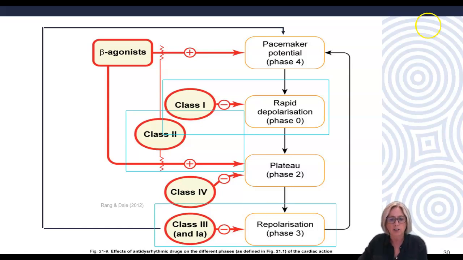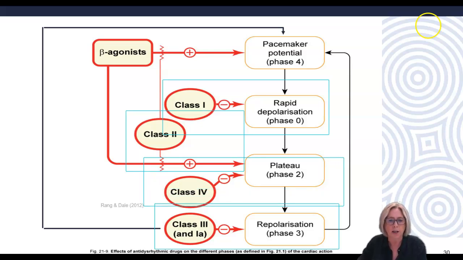Then we looked at the class 3, and they're the ones that are blocking those potassium channels to therefore prolong repolarization and therefore prevent the next depolarization to decrease heart rate. And then we finished up just a minute ago, just looking at the class 4 ones. And these ones act at the plateau phase of cardiac muscle cells to decrease the force of contraction. But they also act on the SA node and the AV node as well to decrease heart rate.